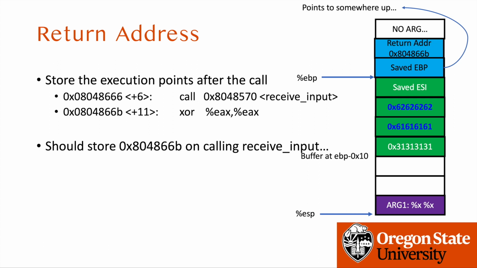Then let's overwrite the return address to see what happens to the program. Please recall that we stored this return address as the address of the next instruction right after the call to receive input. So that when receive input returns, it can return back to the original point to continue executing the main function. And we are going to change this value using the buffer overflow vulnerability and see what will happen.